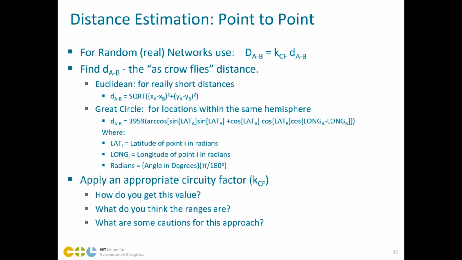What about the upper range? Well, gosh, there really isn't one. But generally we'll see, I'll give you some numbers in a second, it can be as high as 2 or even higher. So it's twice the distance than the direct distance. That'd be a really tough network.